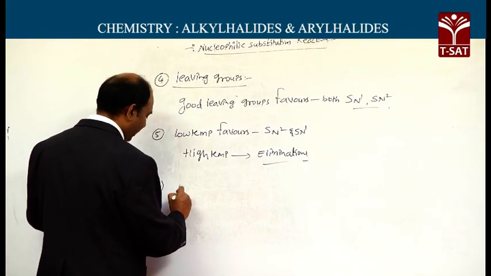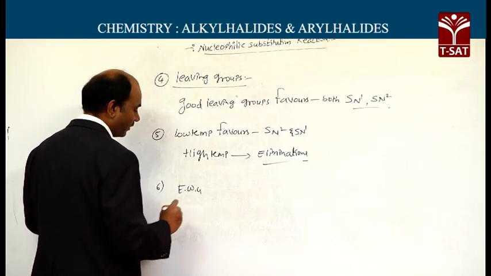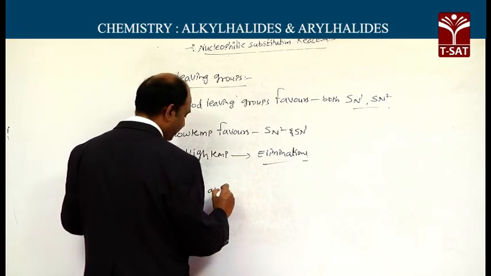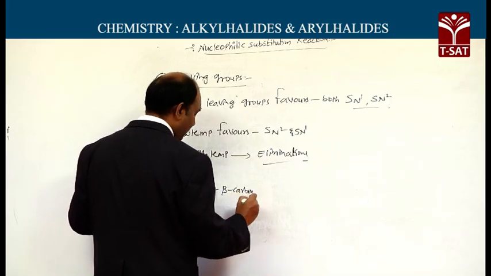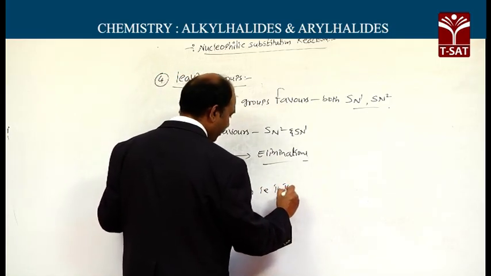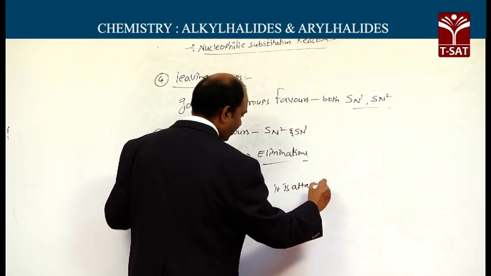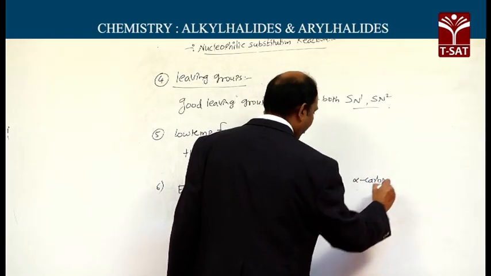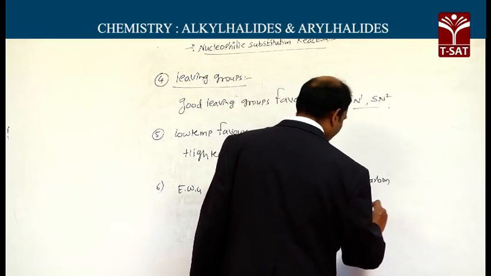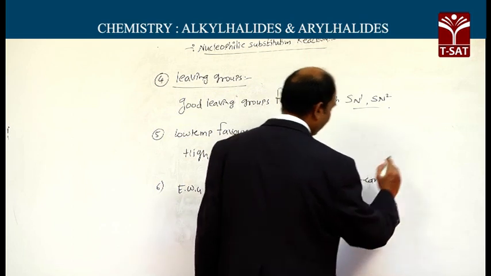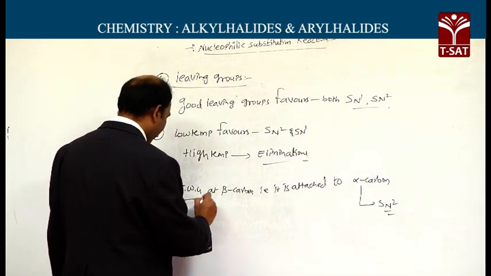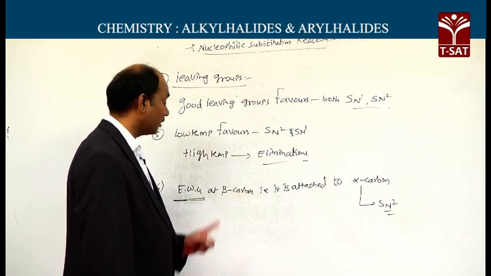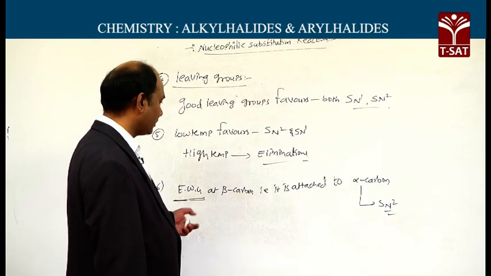And one more point here: electron withdrawing groups at the beta carbon, that means attached to the alpha carbon, favor SN2 reaction. Why? Because electron withdrawing groups stabilize the transition state. Therefore, electron withdrawing groups at the beta carbon favor the SN2 reaction.